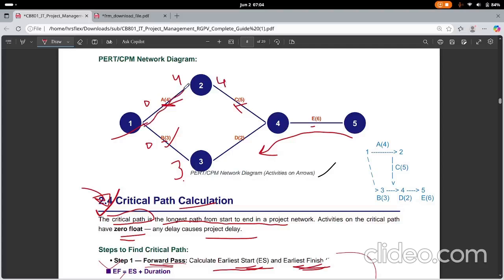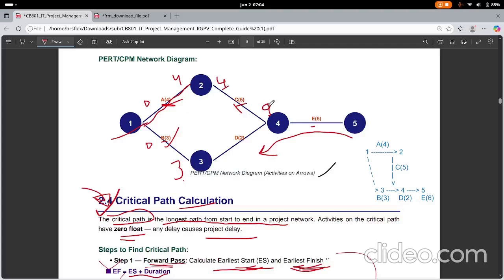क्योंकि जब ये 4 चल ख़त्म होगा, this activity will finish, then only this will start. And what is the earliest finish of C? So 4 plus 5, it's 9. That is its own duration. That will be earliest finish. Since earliest finish is equals to ES plus duration, तो ES क्या था 4 plus its own duration 5, that is 9.